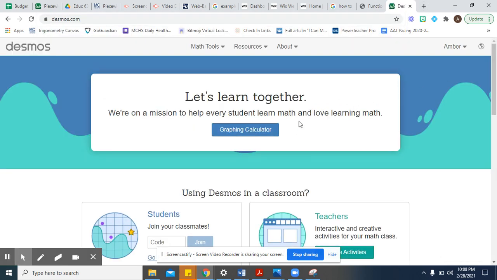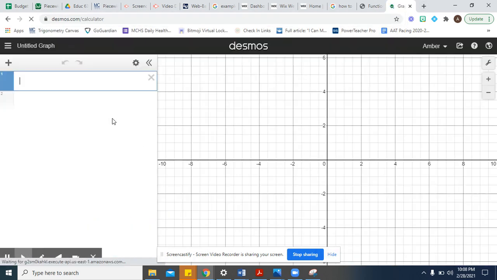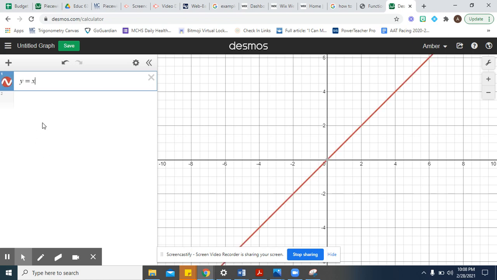You would simply go to desmos.com, make sure you're signed into your account, and go to the graphing calculator, and then you can title your graph with the project over here. And then I can simply start with y equals x. Notice that's a function that goes continuously, infinitely.